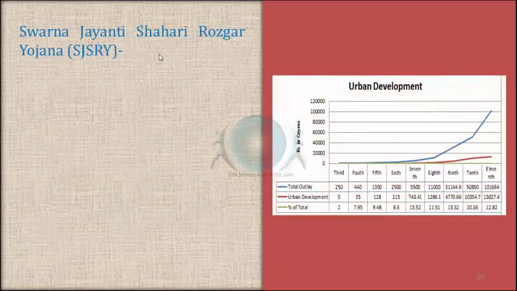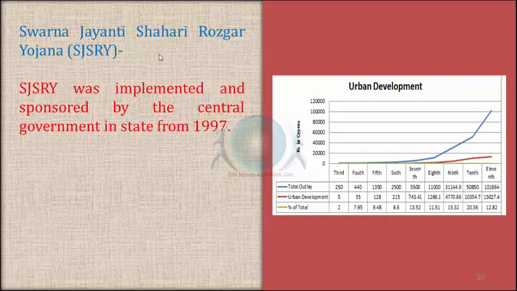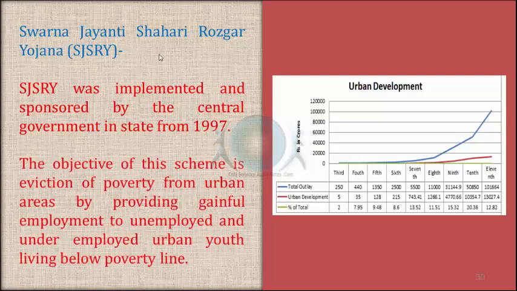Then there is a Swarna Jayanti Shahri Rozgar Yojana. Swarna Jayanti Shahri Rozgar Yojana was implemented and sponsored by the central government in the state from 1997 onwards. The objective of this scheme is the eradication of poverty from the urban areas by providing a gainful employment to unemployed and underemployed urban youth living below poverty line.